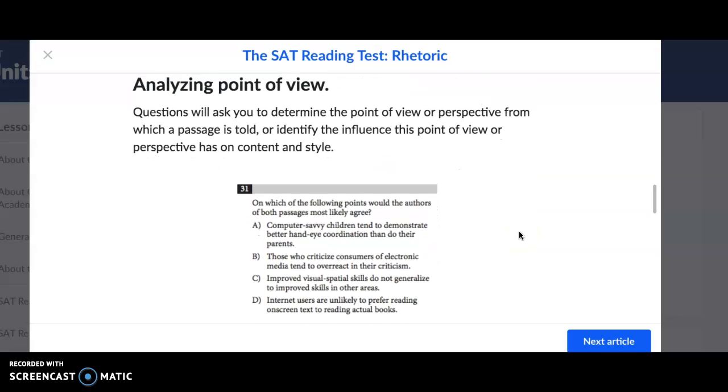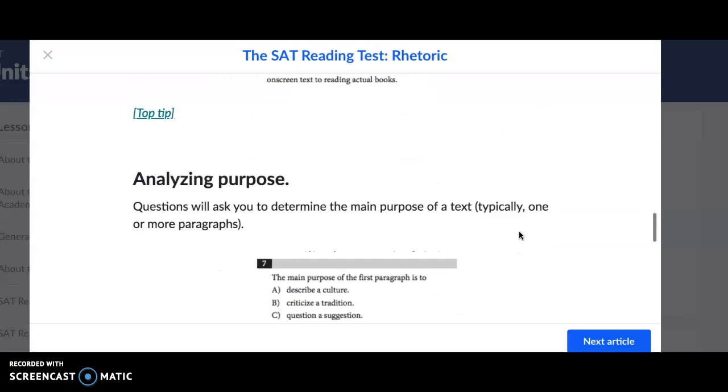Point of view is another one. Usually they give you 2 passages and they ask you about point of view on the 2 passages. Like, what would this author and this author both agree on? Even though they might be 2 articles based on completely opposite directions, there might be a small hint of things that they agree on, and they're going to ask you about that.